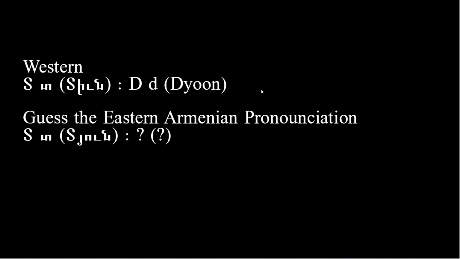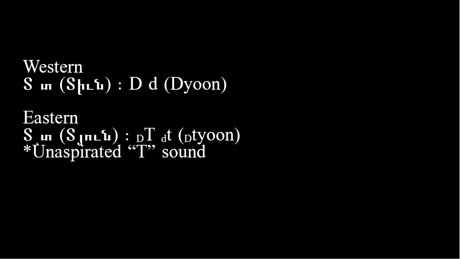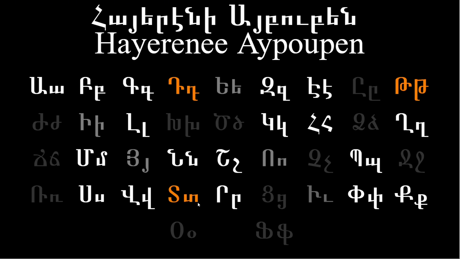And now, guess the Eastern Armenian pronunciation. So pause the video and I'll show the solution in 3, 2, 1. So in Eastern, it's Jun, using an unaspirated T sound. And with that, we've covered the third group, which is the last group that we will cover today for those letters that are different between Eastern and Western Armenian.